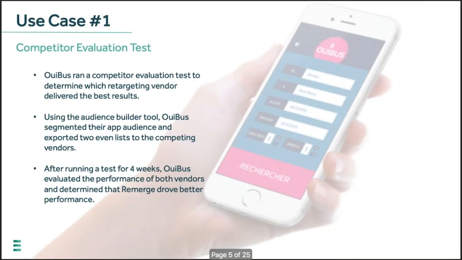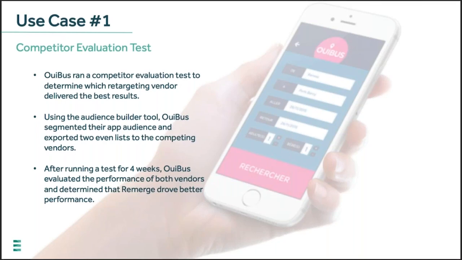So let's start with some use cases that we had together with clients in terms of using the Audience Builder. One good example is, as Jonas already explained, the possibility to define segments in the Audience Builder and create groups and split these segments on an even level so that you have two or multiple lists that have a comparable size and contain the same kind of users.